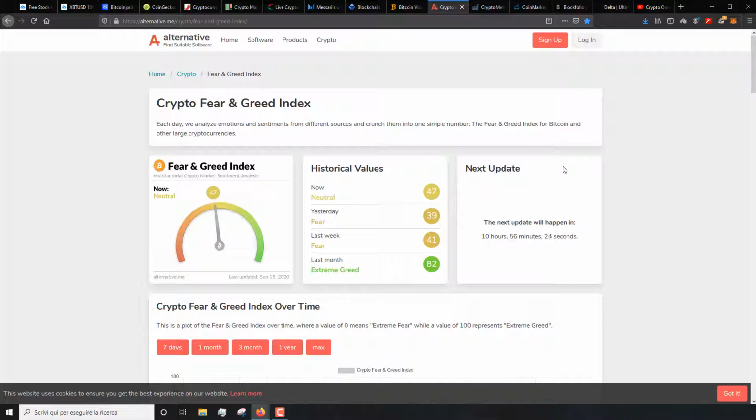Of course, you have different features, but again, I just use this parameter right here and the historical values of the sentiment.